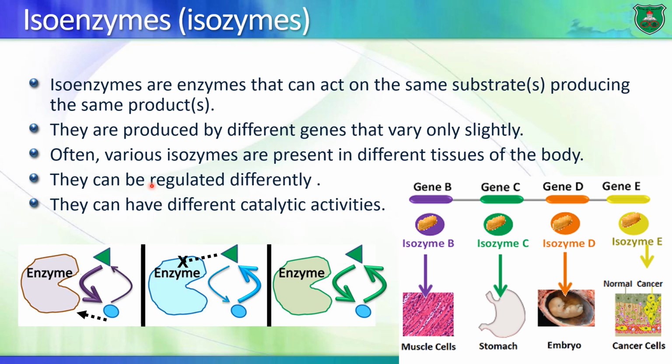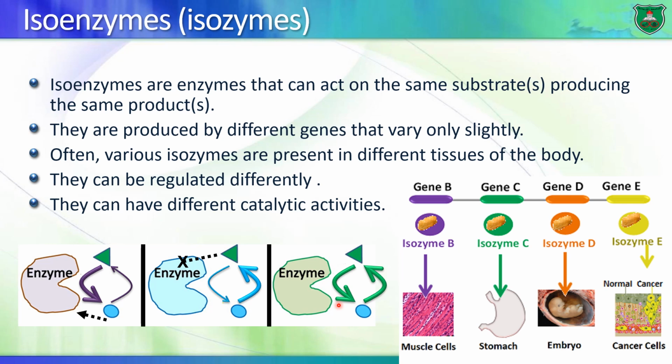Now, they have different catalytic activities. For example, this isoenzyme can convert this triangle substrate into a circle substrate more efficiently than the reverse reaction, that is circle to triangle. Isoenzyme B, the second one, would catalyze circle to triangle more efficiently than triangle to circle. Isoenzyme C can catalyze either reaction equally efficiently.